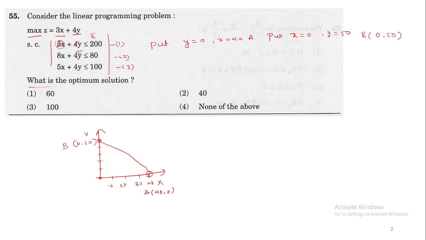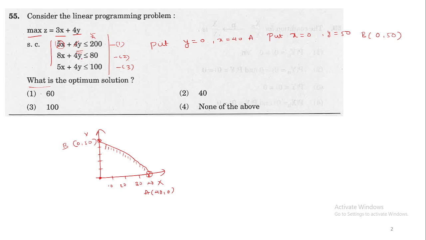Now put both x and y as 0. So 0 plus 0 is 0, and 0 is less than 200, which is true. So the feasible region is towards the origin, and you have to shade it in this format. Similarly, we put x equals 0 and y equals 0 in the other two constraints and get the values.